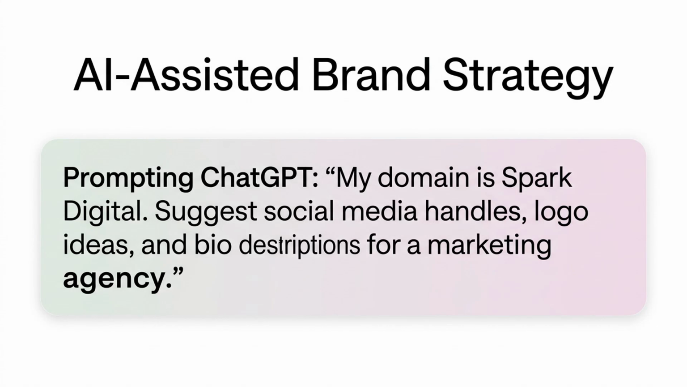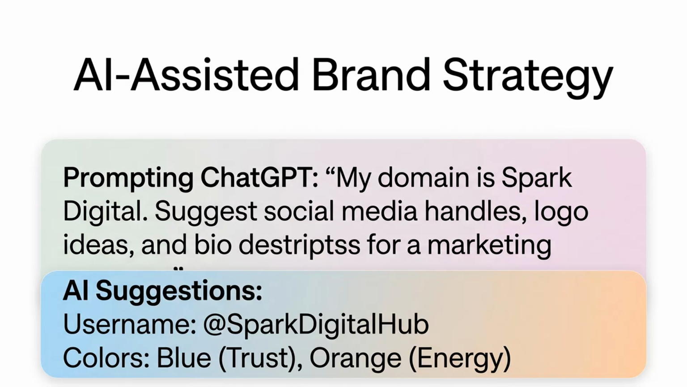Before finalizing your page details, you can leverage AI tools like ChatGPT to act as your strategic brainstorming partner. By simply inputting your core domain name and explaining your niche, you can ask the AI to generate available username variations, professional bios, and even conceptual ideas for your visual branding. The AI might suggest a variation like Spark Digital Hub if your primary choice is taken. It can also provide valuable psychological insights for your design, such as recommending blue to establish trust and orange to convey energetic growth. These strategic recommendations give you a massive head start before you even open a design tool.